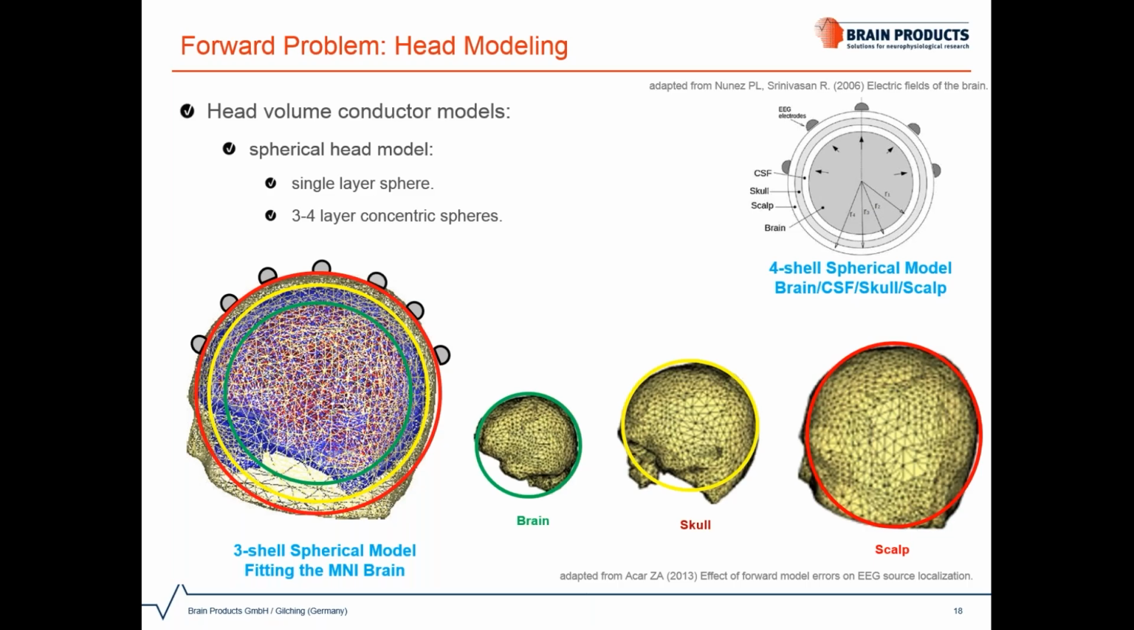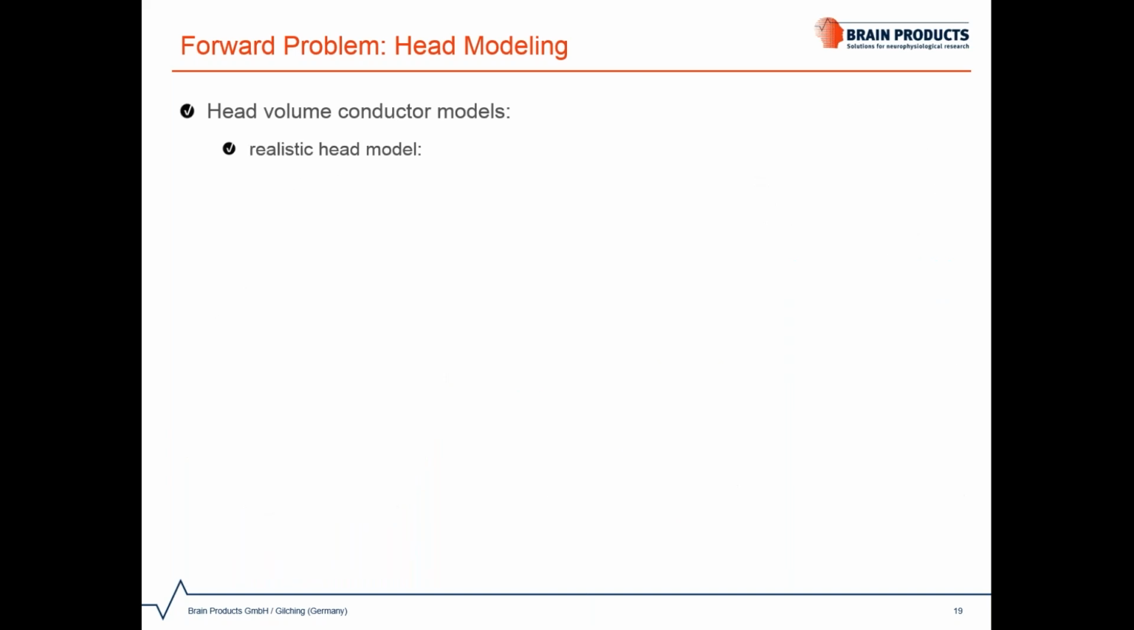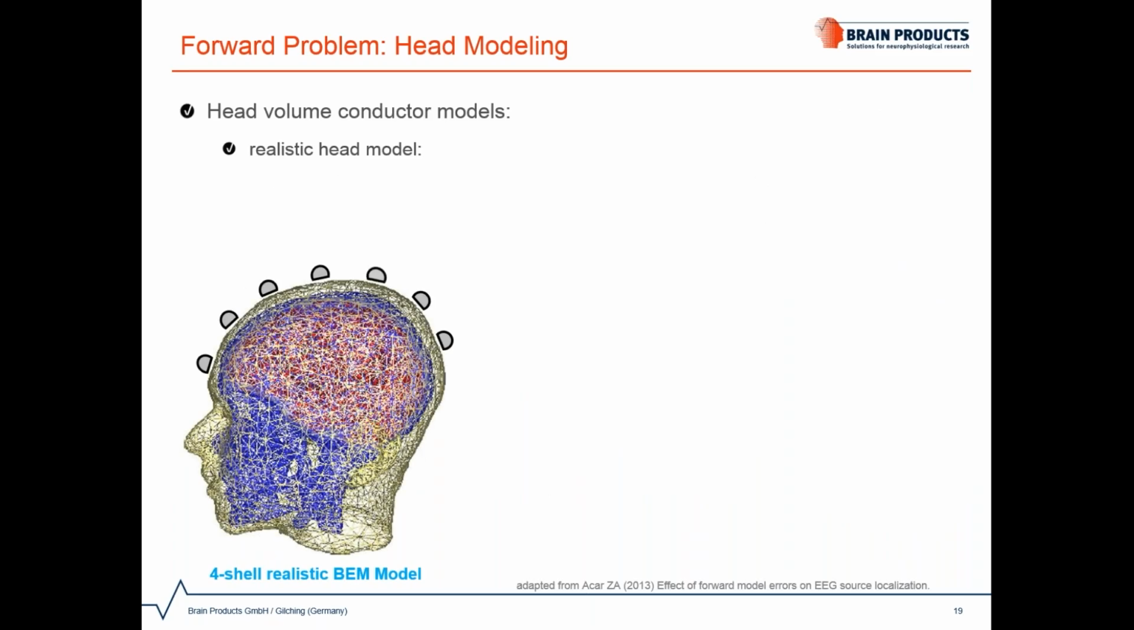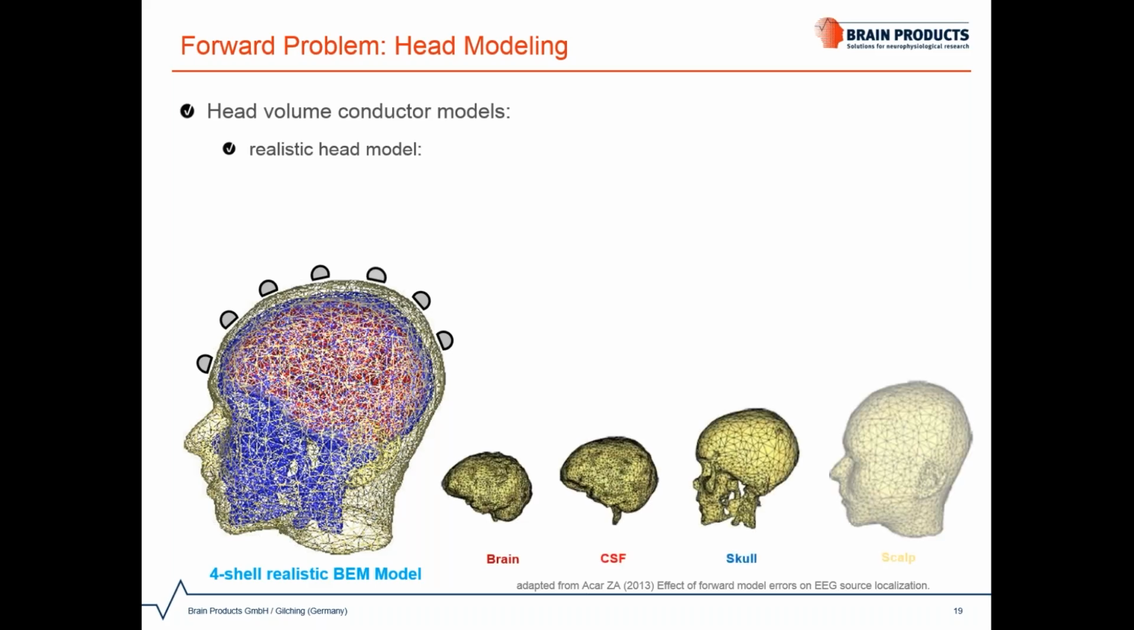On the other hand, since our brain has an arbitrary non-spherical shape, it gives rise to the second type of head modeling. The second type of volume conductor is the realistic head model, used to achieve an accurate approximation of the entire brain. For this purpose, the subject-specific MR image is first segmented to separate it into the different tissues. For example, into 4 tissues consisting of the brain, CSF, skull, and scalp. And then their model is constructed.